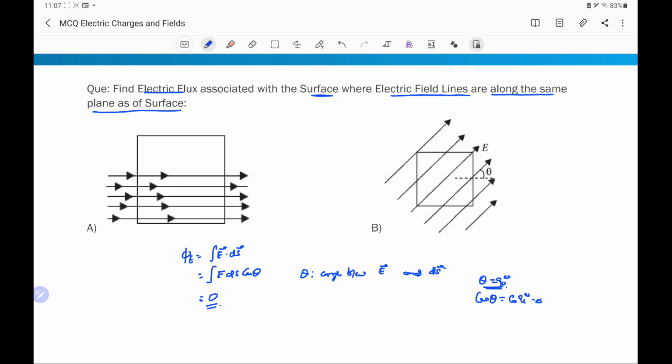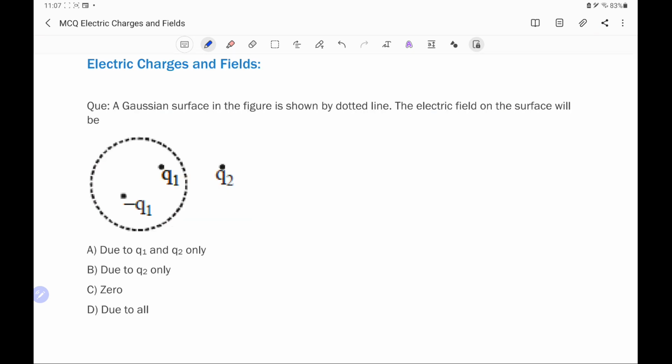Also, we can visualize it as the field lines being parallel to the plane, so they will never cross the surface, so the net flux will be 0. Hence, for A, the net flux will be 0. For figure B also, the net flux will be 0. Question is, a Gaussian surface is shown in the figure represented by this dotted line. The electric field on the surface will be.